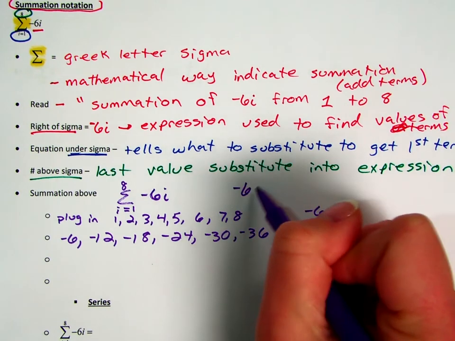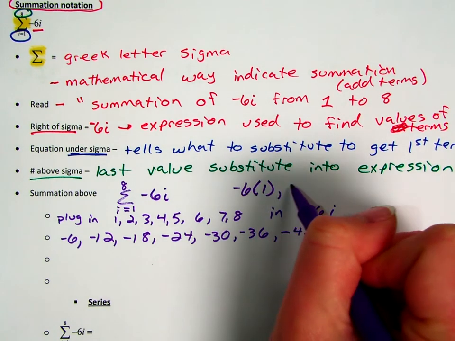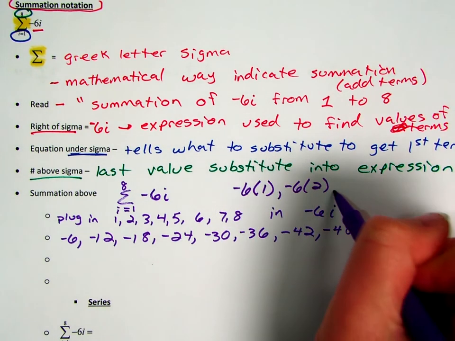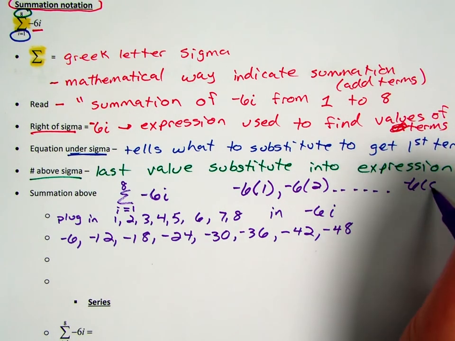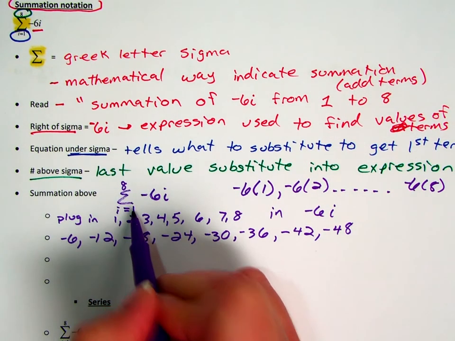Because all we did was substitute each number in until we got to 8, because 8 was our stopping point and 1 was our starting point.